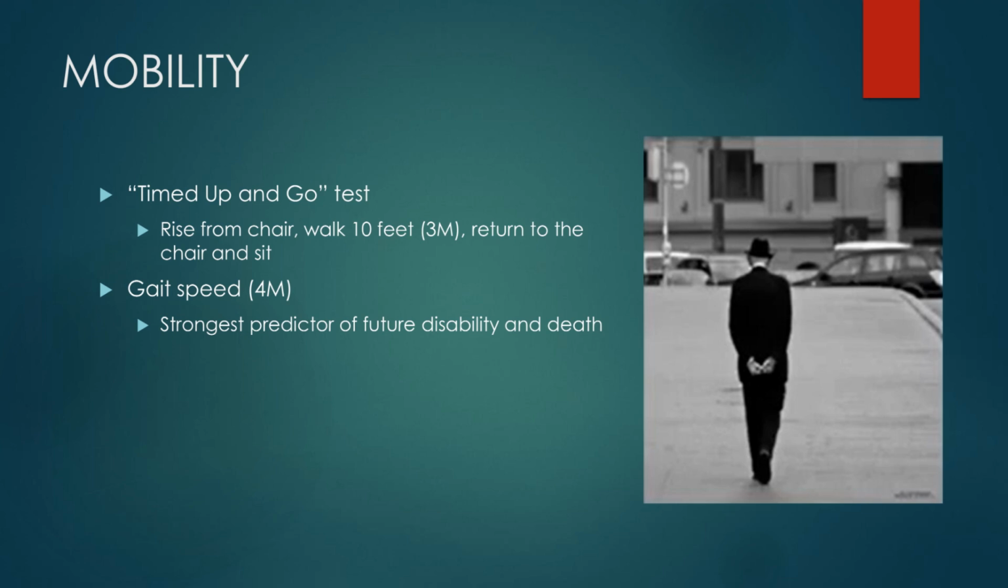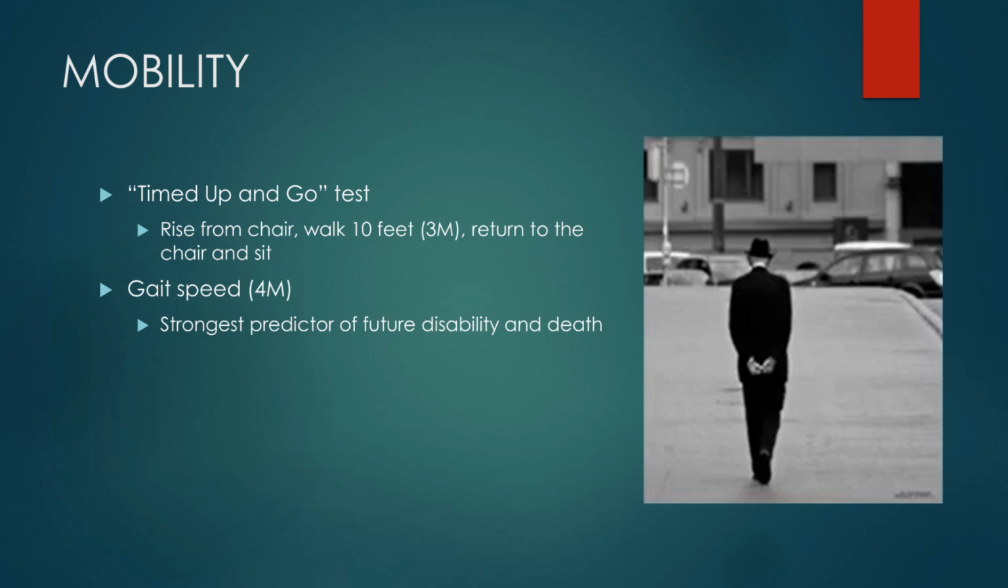We also like to assess mobility. This is really huge. Most people, when they ask if they have a geriatric program, they say, "How do you assess mobility?" And they say, "We do the timed up and go test or the TUG." That's a test where you get up from a chair, you walk 10 feet or 3 meters, and you return to the chair and sit. If it's more than 15 seconds, that's considered abnormal and would represent somebody who has a mobility impairment likely to have a future fall.